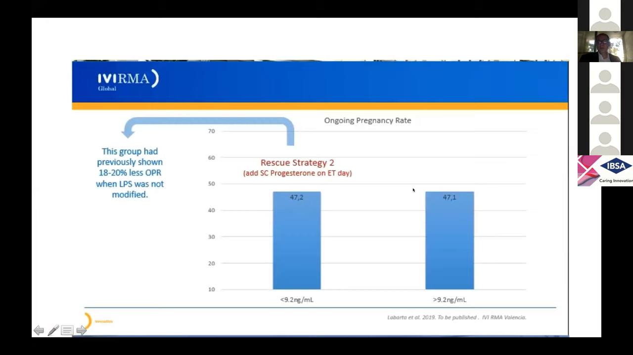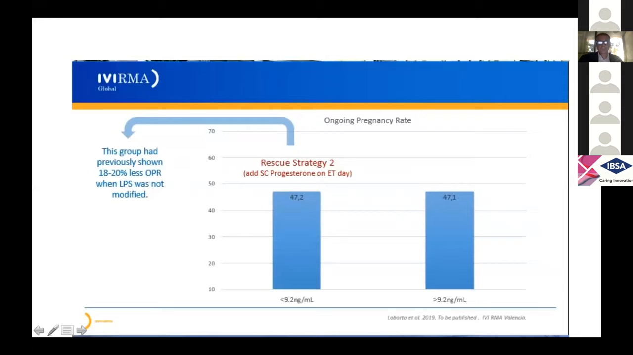This is what we are actually doing in donor eggs and in our frozen embryo transfers. We do a progesterone check, and if the progesterone is less than 9 or 10, we add Prolutex to have a higher progesterone, to reach a progesterone of 10.